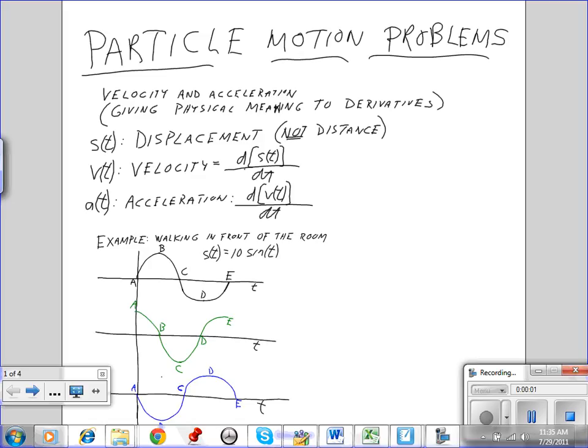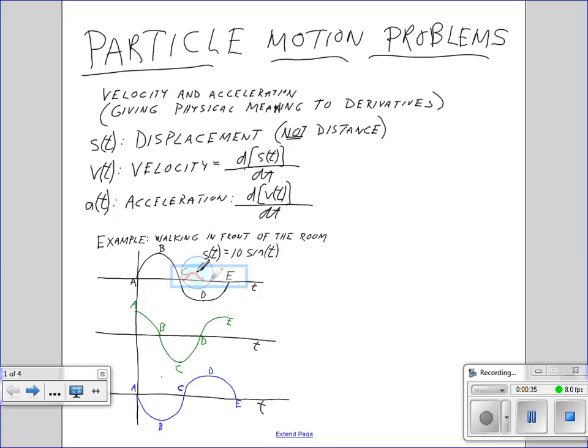Back to our study of derivatives. And today I'd like to talk a little bit about some of the motivation behind the development of calculus, which was to study particle motion problems. One of Sir Isaac Newton's problems he studied, again, was describing motion. And so I'd like to model a little motion.